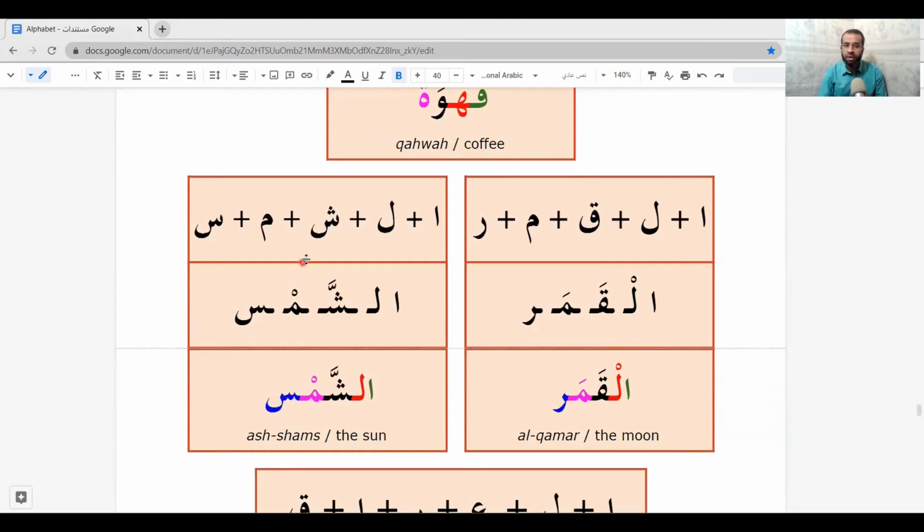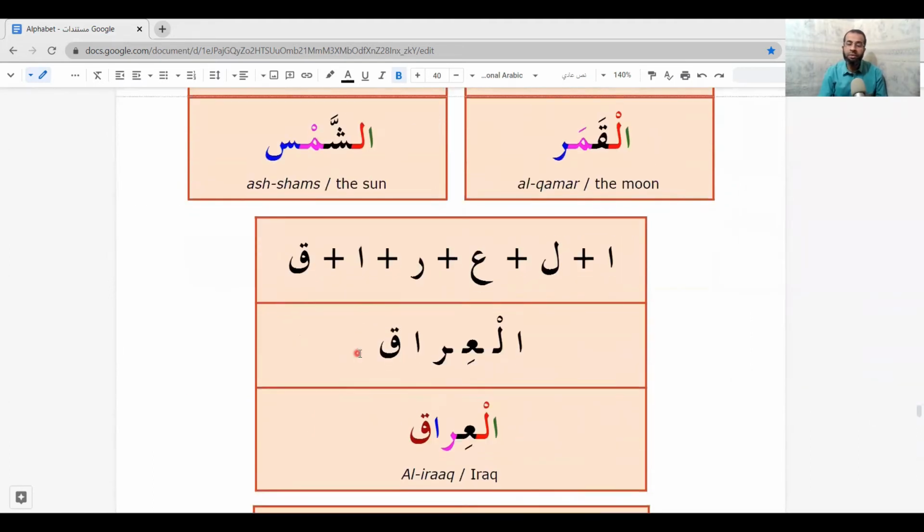But look at this word. We studied before the word sun, shams, sheen, mim, seen. Here it's preceded by al, which means the. But here the lam is silent, followed by sheen with shadda and fatha. So we say a, then sh, Asha. This lam is silent. Ashams means the sun, and the lam here is silent. So in the word al-qamar, the lam is pronounced, but in the word ashams, the lam is silent.